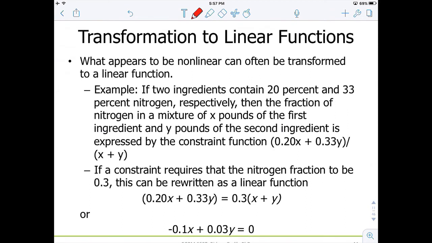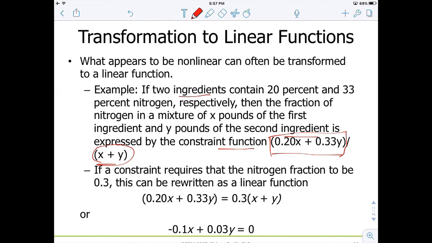So in this example, we have the constraint that says if two ingredients contain 20% and 33% of nitrogen respectively, then the fraction of nitrogen in a mixture of X pounds of the first ingredient and Y pounds of the second ingredient is expressed by this constraint function. Okay, X plus Y is the total, and then 20% and 30% of X and Y can be written in the numerator. And this constraint, as you can see, is nonlinear.